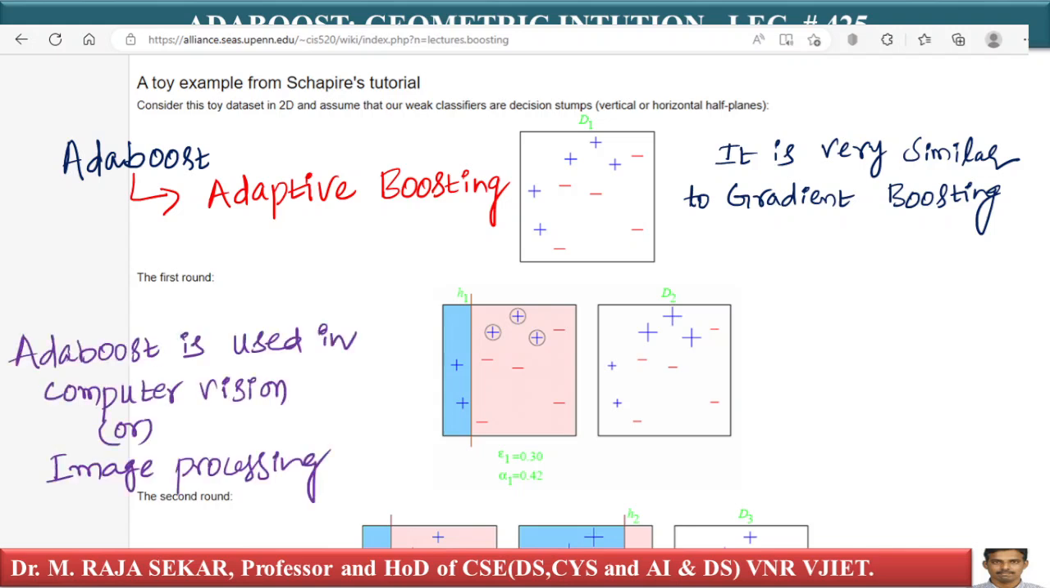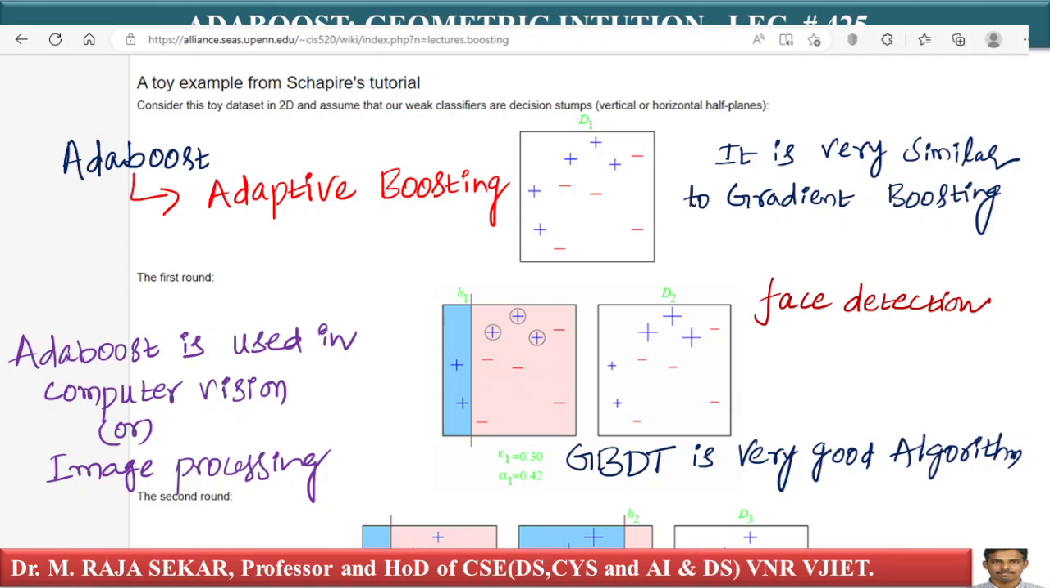Adaboost is typically used in computer vision or image processing applications. Of course, it is also used in non-image processing applications, but the most successful applications of Adaboost are in image processing, especially face detection, wherein it tries to detect where the face is in an image. But for general purpose stuff, GBDT is a very good algorithm, super good algorithm.